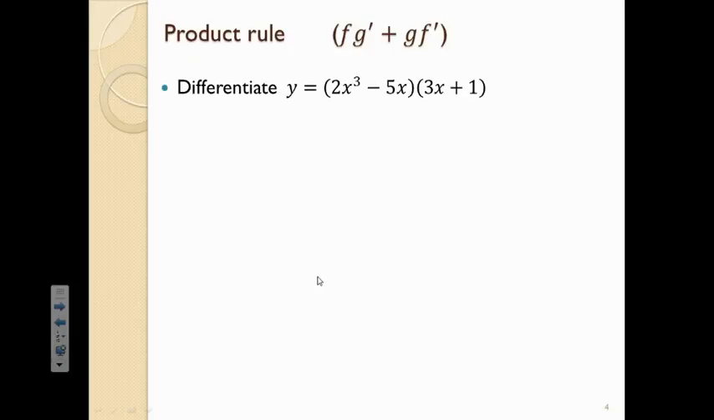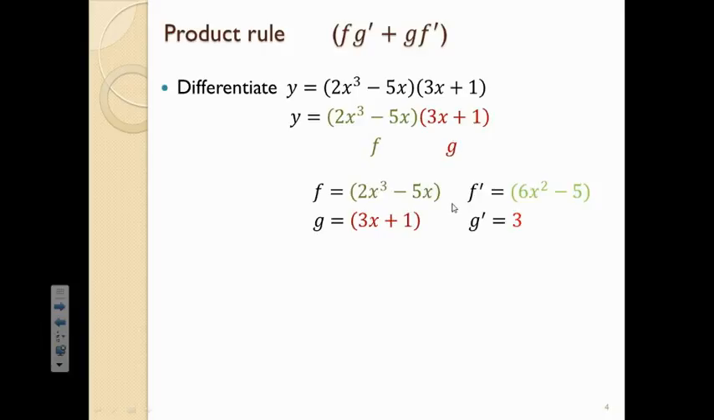What we do first is we identify which is our f and our g. Again, whatever's in the first set of parentheses is our f, and the second one is g. Once we do that, we know we also need an f prime and a g prime for this formula. So we identify our f is this one, our g is this one. Then we take the derivative of f, and again that's going to be 6x squared minus 5. And we take the derivative of g, which is going to be 3.